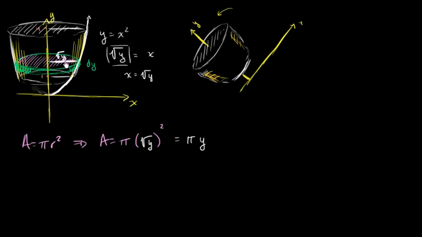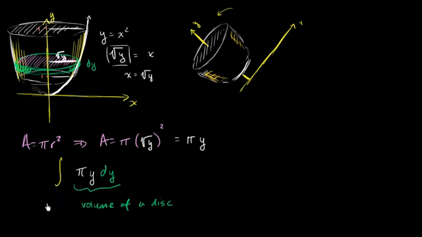Now, if we want the volume, we just have to multiply the area of the surface times the depth, times dy. So the volume of each of those disks is going to be pi y times dy. This gives you the volume of a disk. Now, if we want the volume of this entire thing, we just have to sum all of these disks for all of the y values between y is equal to 1 and y is equal to 4. So let's do that.